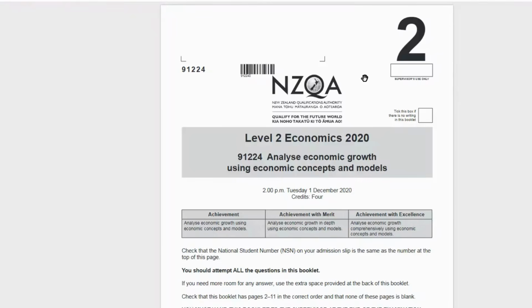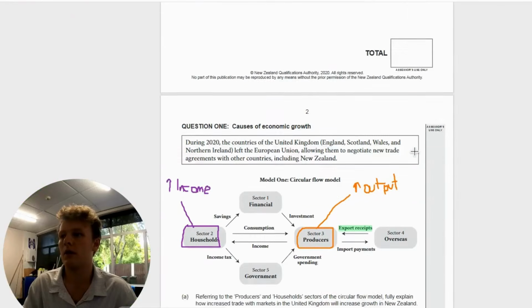Another Level 2 Economics video. Today we're looking at analysing economic growth, economic concepts and models. So it's the 2.3 economic growth paper. Today we're going to look at paper 2020. So let's have a look down here.